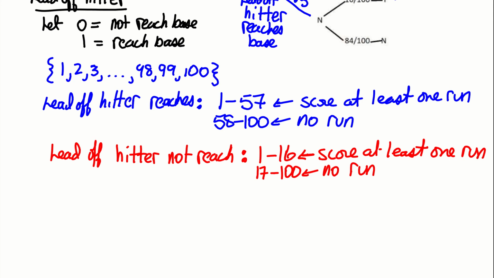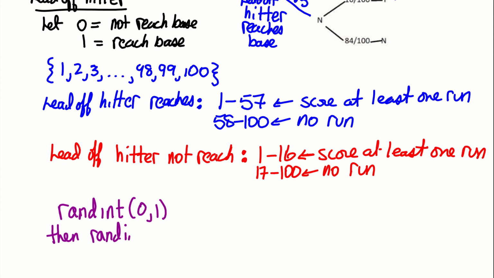All right? So to run the simulation, the first thing I'd have to do is a random integer, and we don't need to use lists or anything like this. Random integer on 0 to 1. Then a random integer on 1 to 100. All right. And that would determine if a team is going to score at least one run in an inning. And then we could verify that these probabilities are or are not correct.